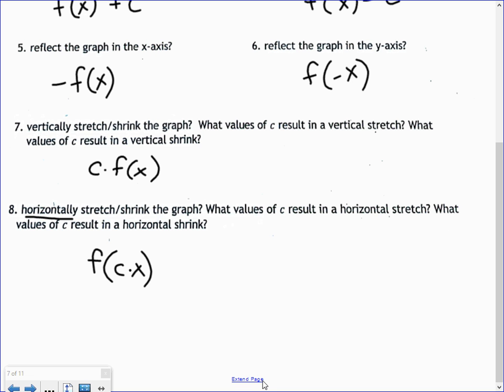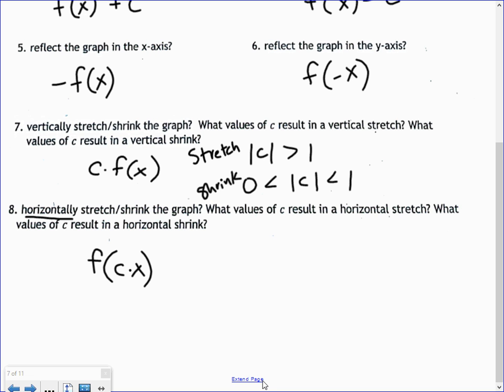Now, that asks the second question, what kind of values will stretch or shrink? To vertically stretch, the absolute value of c should be greater than 1. To vertically shrink, the absolute value of c will be less than 1, but greater than 0. And the reason I use absolute value there is because if it was negative, that negative would be part of the reflection. It would not be part of the stretch or the shrink. So you really are only looking at the numerical value, not the sign.